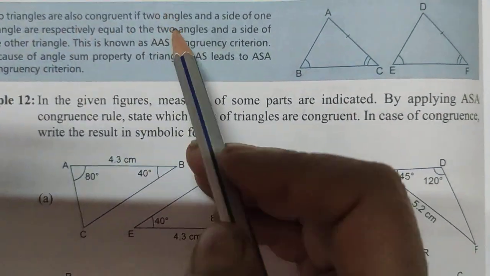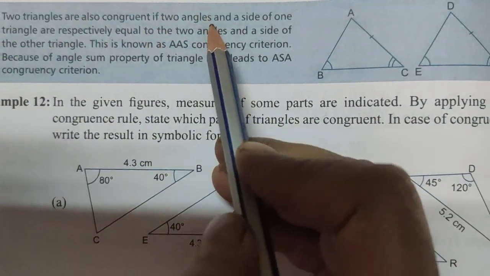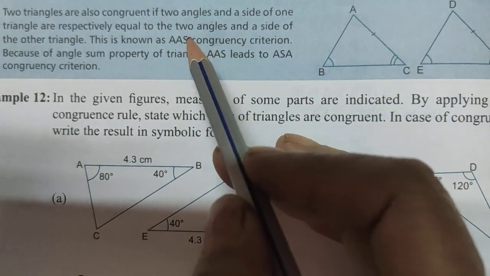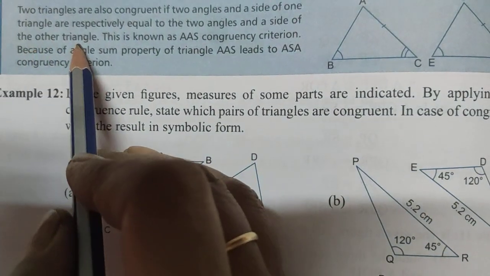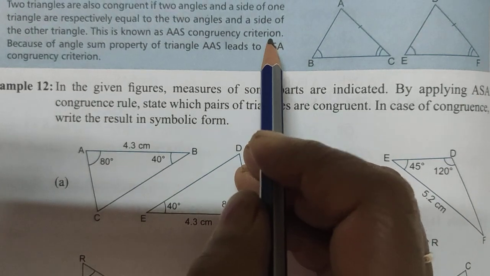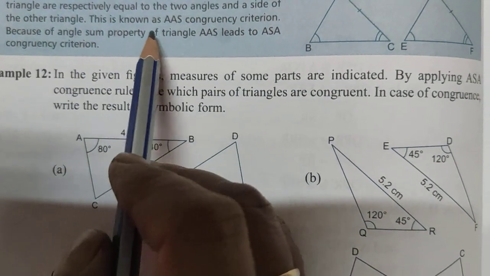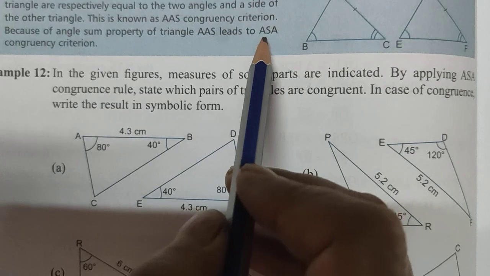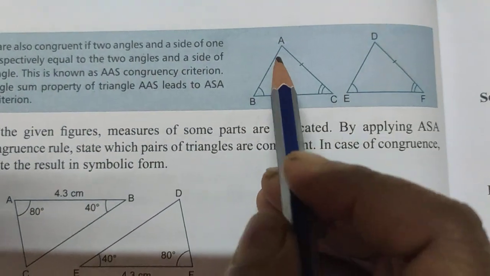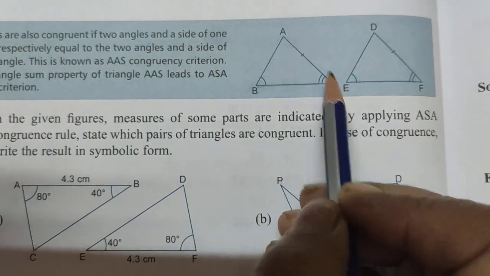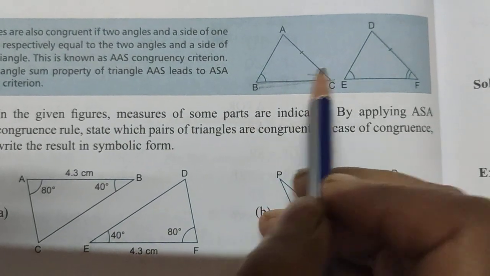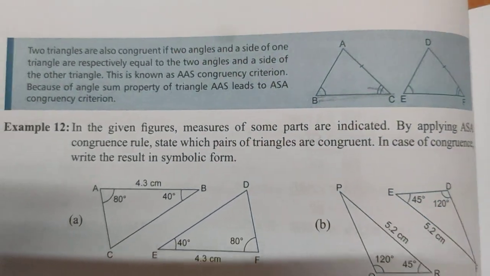Now two triangles are also congruent if two angles inside of one triangle are respectively equal to the two angles and a side of the other triangle. This is known as the AAS congruence criterion, because by the angle sum property of a triangle, AAS leads to ASA. What they mean to say is, before, what we have learned, that one base side, one angle, one side, one angle, if it is equal for two triangles, we say they are congruent.